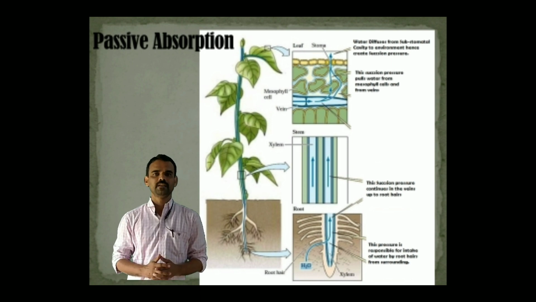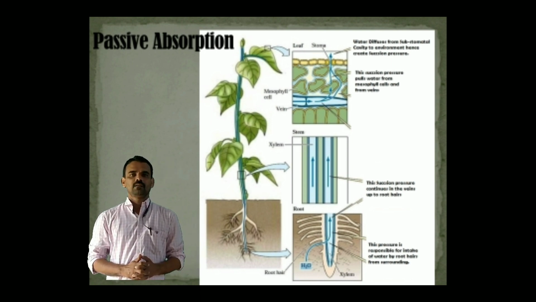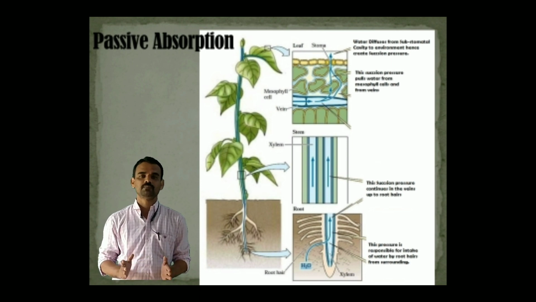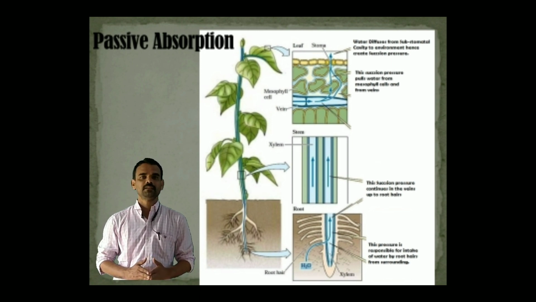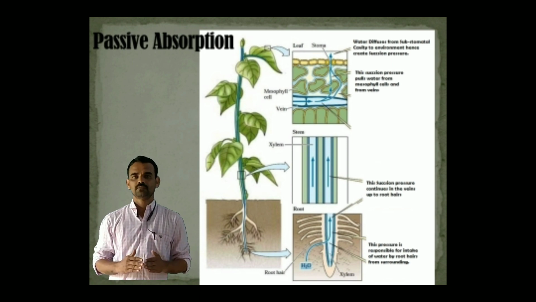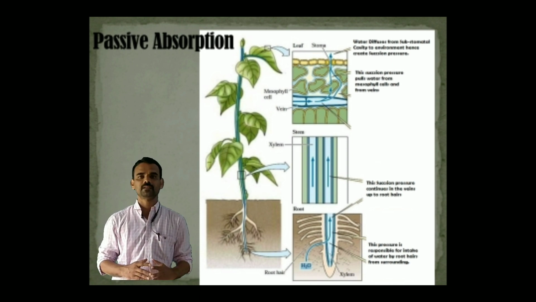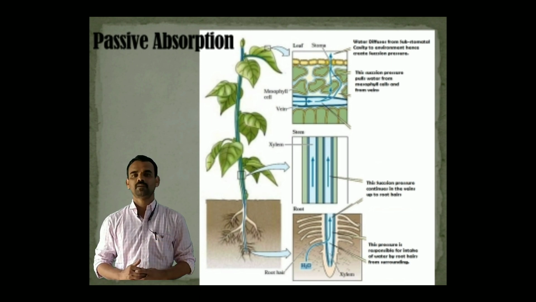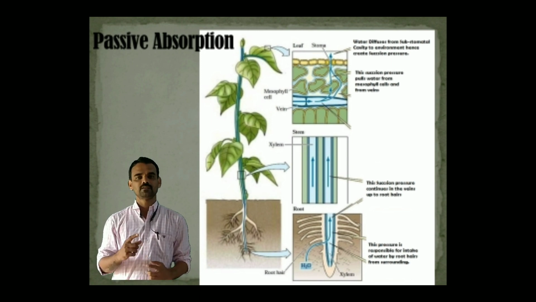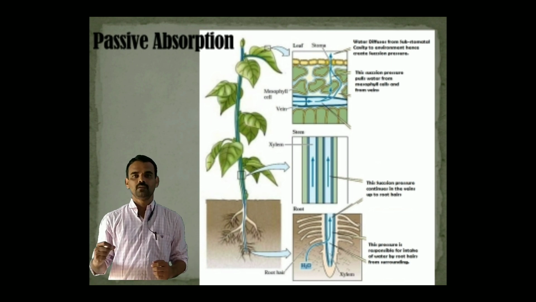How this pressure is created and how the properties of water are responsible for this absorption will be discussed more in the transpiration pull theory. But here only remember one thing, that the force involved in the absorption of water is suction pressure, which is created due to the transpiration process. This force is generated in the leaves, and it affects up to the root cells.